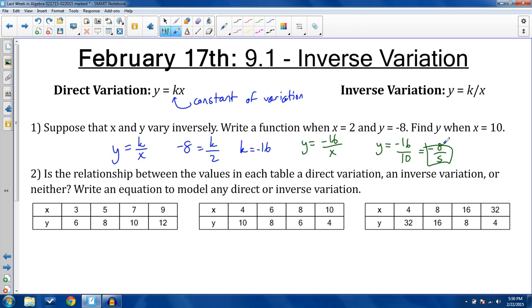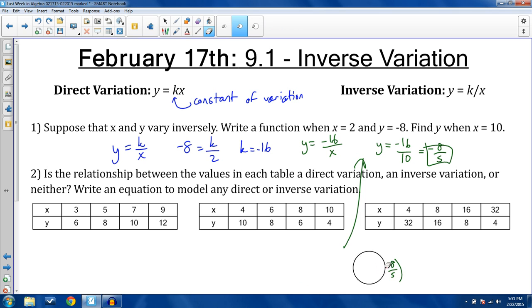If it helps, two points that you know on this graph are (2, negative 8) and (10, negative 8 fifths), or negative 1.6 if you think about it that way. That's all the variation stuff is.